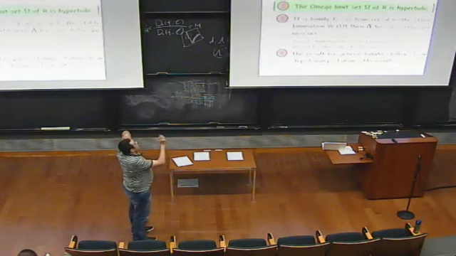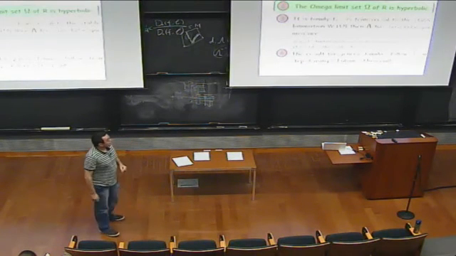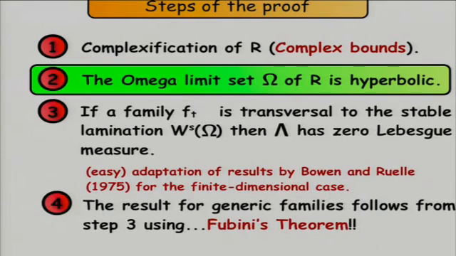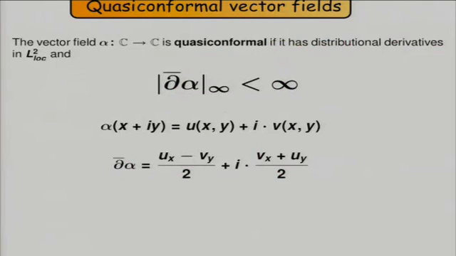So what I'm going to concentrate on is the fact that the harmonization operator is hyperbolic. So how do you prove that? I'm going to use a different argument from Lyubich's work on unimodal maps. It's a little different. So first I need to remind you what a quasi-conformal vector field is.